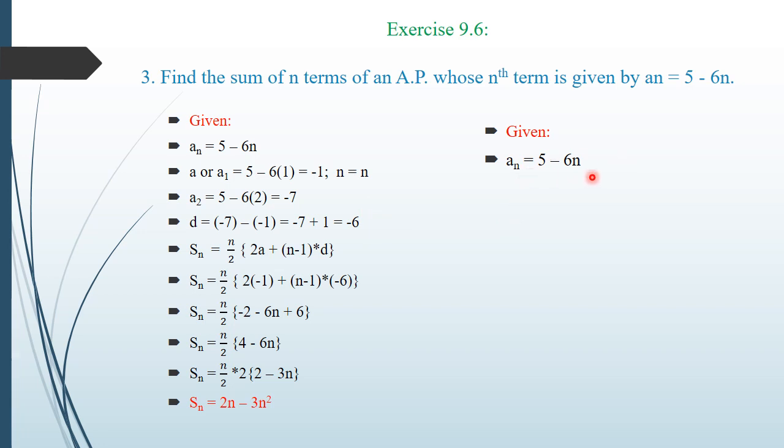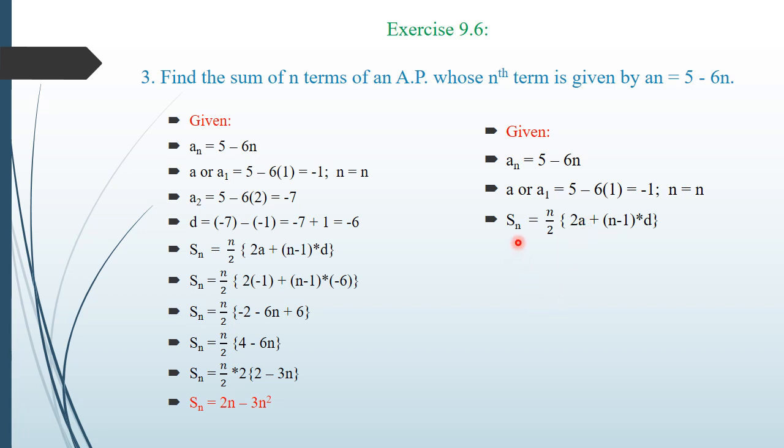Using a_n equal to 5 minus 6n, I'll just calculate the first term, that is a or a1, is equal to 5 minus 6 into 1, which will give me minus 1, and n is as it is. Instead of calculating a2 and d, I'll solve it by modifying the sum formula. Let us see how we can do that.